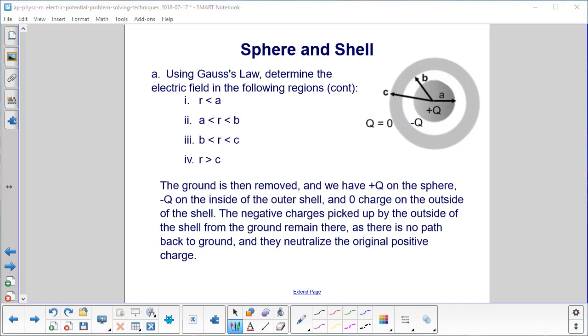The ground is then removed. We still have the plus Q on the inner sphere. We have the negative Q here on the inner shell, and we have 0 charge on the outside of the shell. The negative charges picked up by the outside of the shell from the ground remain there. There's no path back to ground, and they neutralize the original positive charge.